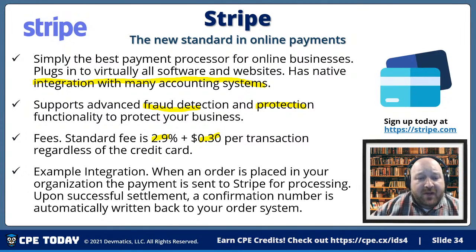So let's say you do have a custom e-commerce solution and you want to charge credit cards. Well, when that order is placed on your website, the information is sent to Stripe securely for processing. Upon successful settlement, a confirmation is automatically written back to your system, and you don't even have to store any confidential payment details for your customers. All that data is stored securely in Stripe's system, effectively reducing your risk for a breach of credit card data to very manageable levels.